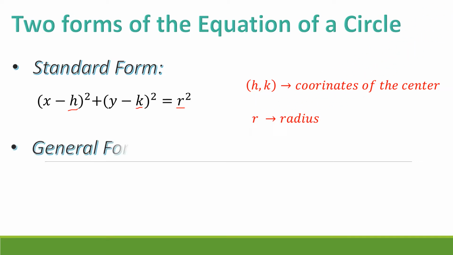While the second form is the so-called general form, wherein the equation should be written in the form x² + y² + dx + ey + f = 0. So in order for us to obtain a general form, we must first convert properly the data from the circle in standard form. So let us first master how to transform the data from a circle in standard form. Let's have these examples.